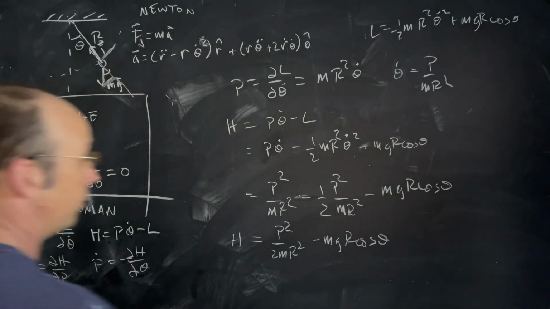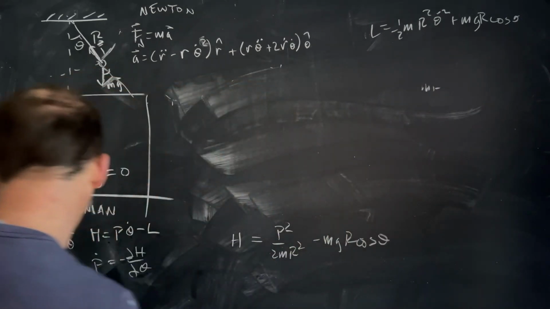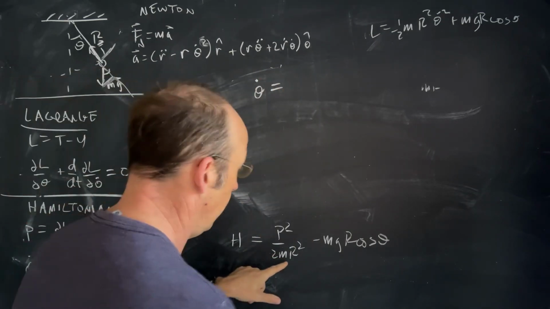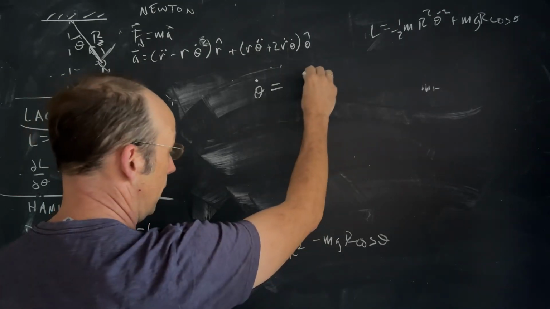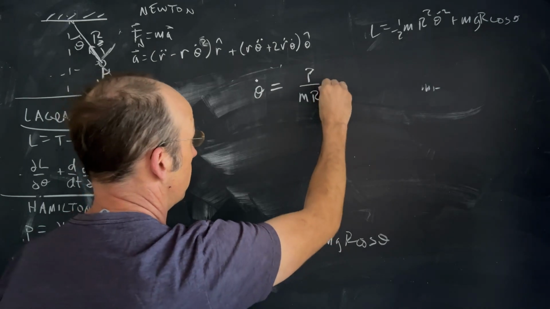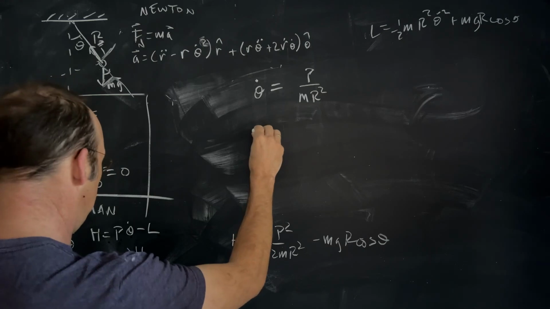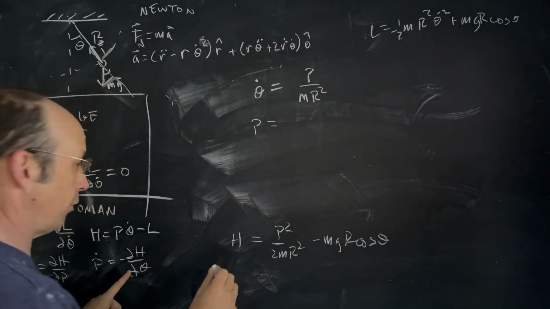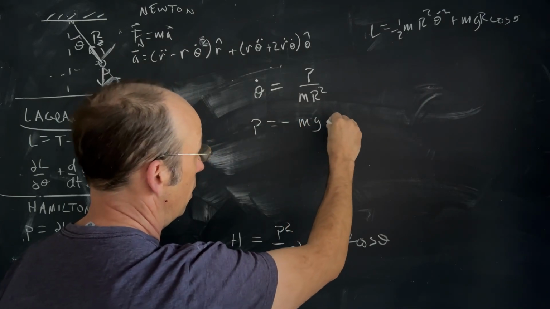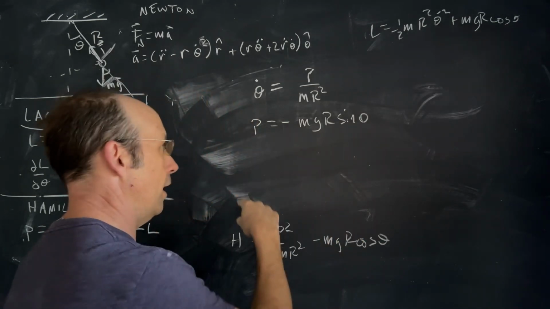I can apply my Hamiltonian equations. So let's get rid of this stuff, which I probably shouldn't do. And I'm going to say theta dot is the partial of h with respect to p. So if I take the partial of this with respect to p, I get p over m r squared, which is what I had before. Okay, and then p dot is going to be negative the partial of h with respect to theta. So that's going to be negative m g r sine theta. Because I have a negative, I get another negative, so it's still negative.